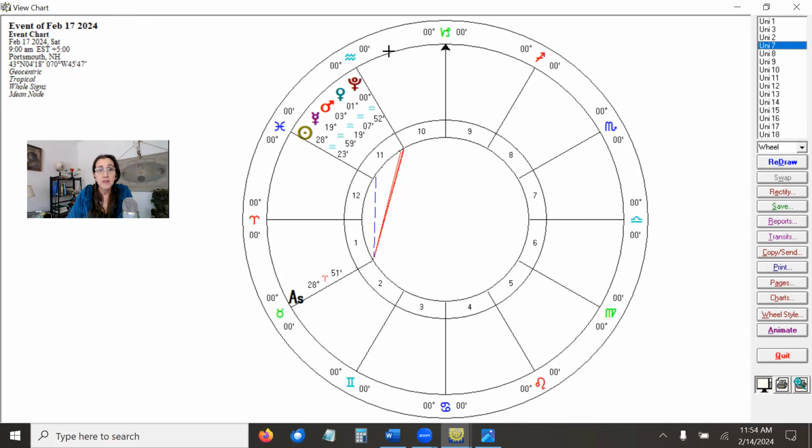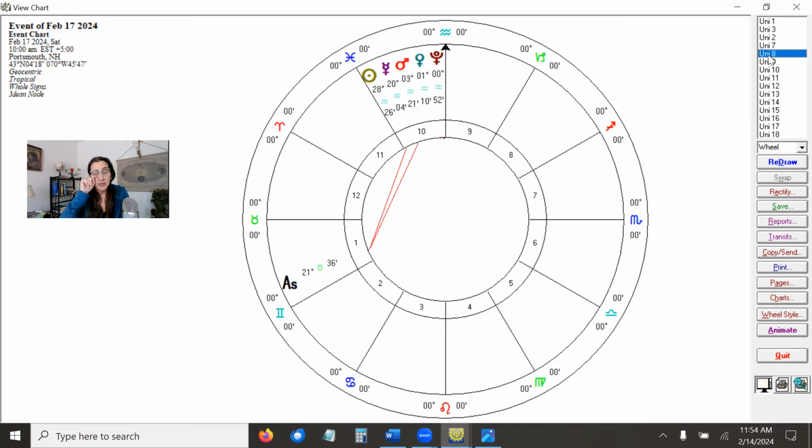So if you have Aries rising, then you would most likely have it in the 11th or 10th houses. And so that's how it feels. Let's move on to the next one. We have 12 to do.